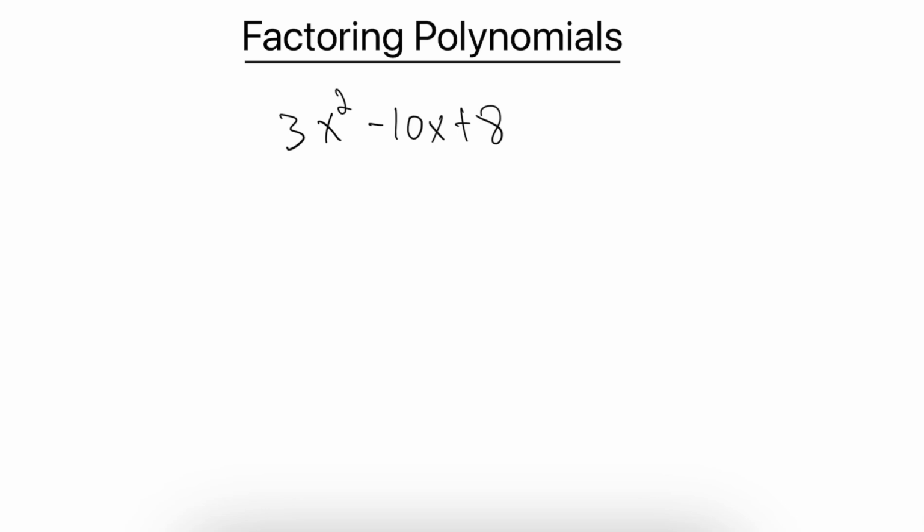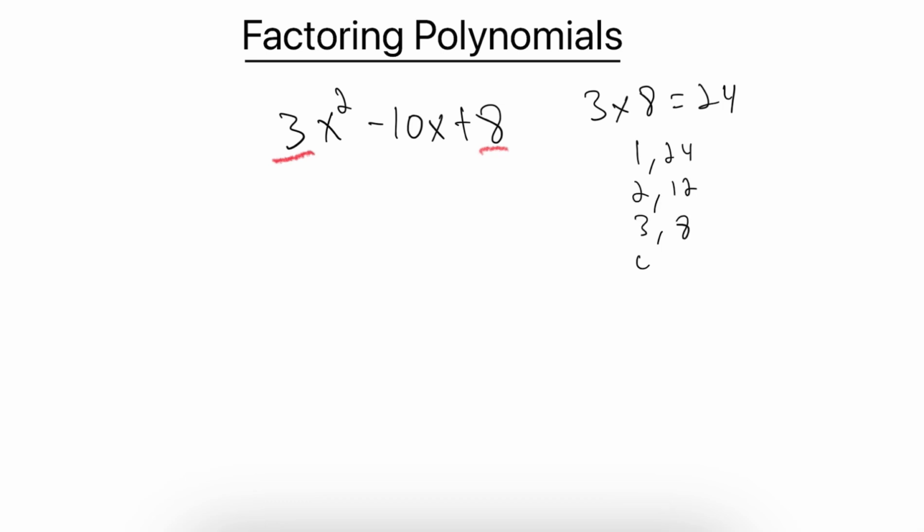So now we've got 3x squared minus 10x plus 8. So these ones are a little bit different. We're going to multiply these two numbers together. So 3 times 8 equals 24. Then we're going to find two numbers that multiply to be 24. So we've got 1 and 24, 2 and 12, 3 and 8, 4 and 6.